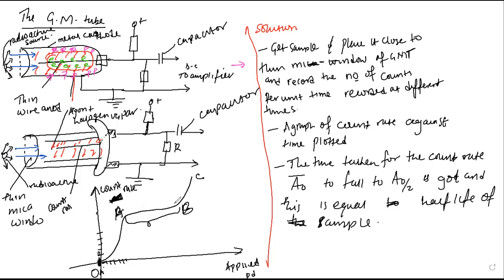The reason why the count rate is no longer increasing, even if you increase the PD, is that there is a lot of recombination of ions taking place. In the region between A and B, you are not having any more count rate detected, because recombination is at high gear. So we can say along AB, ionization current is constant as the PD increases. So there is constant ionization current.